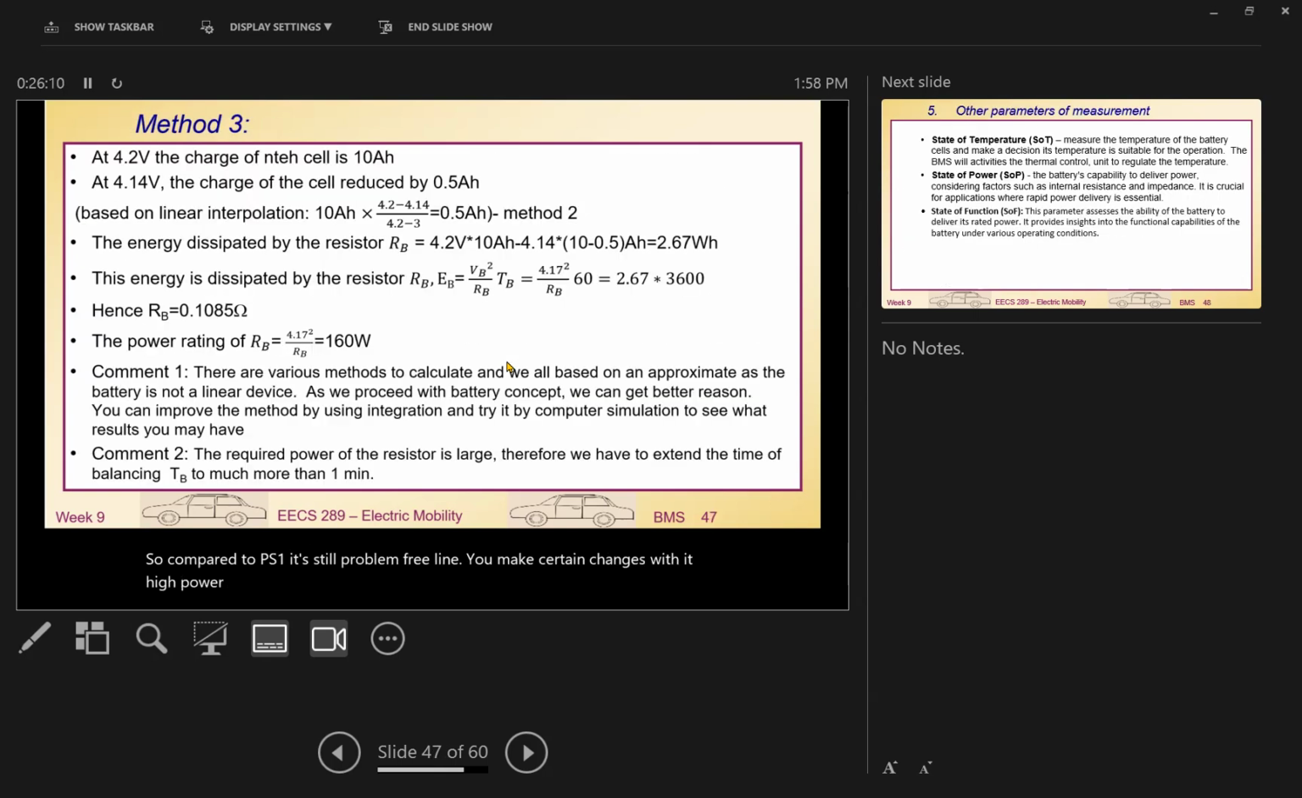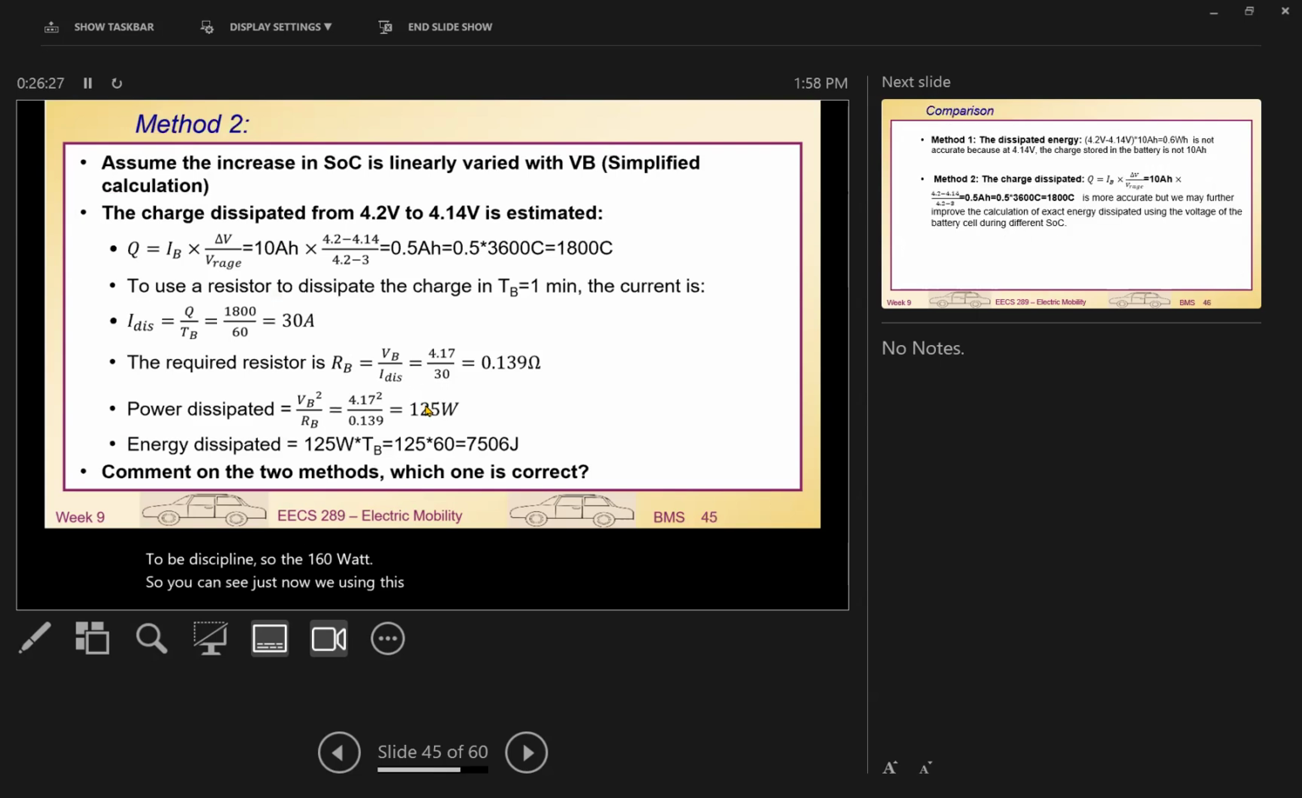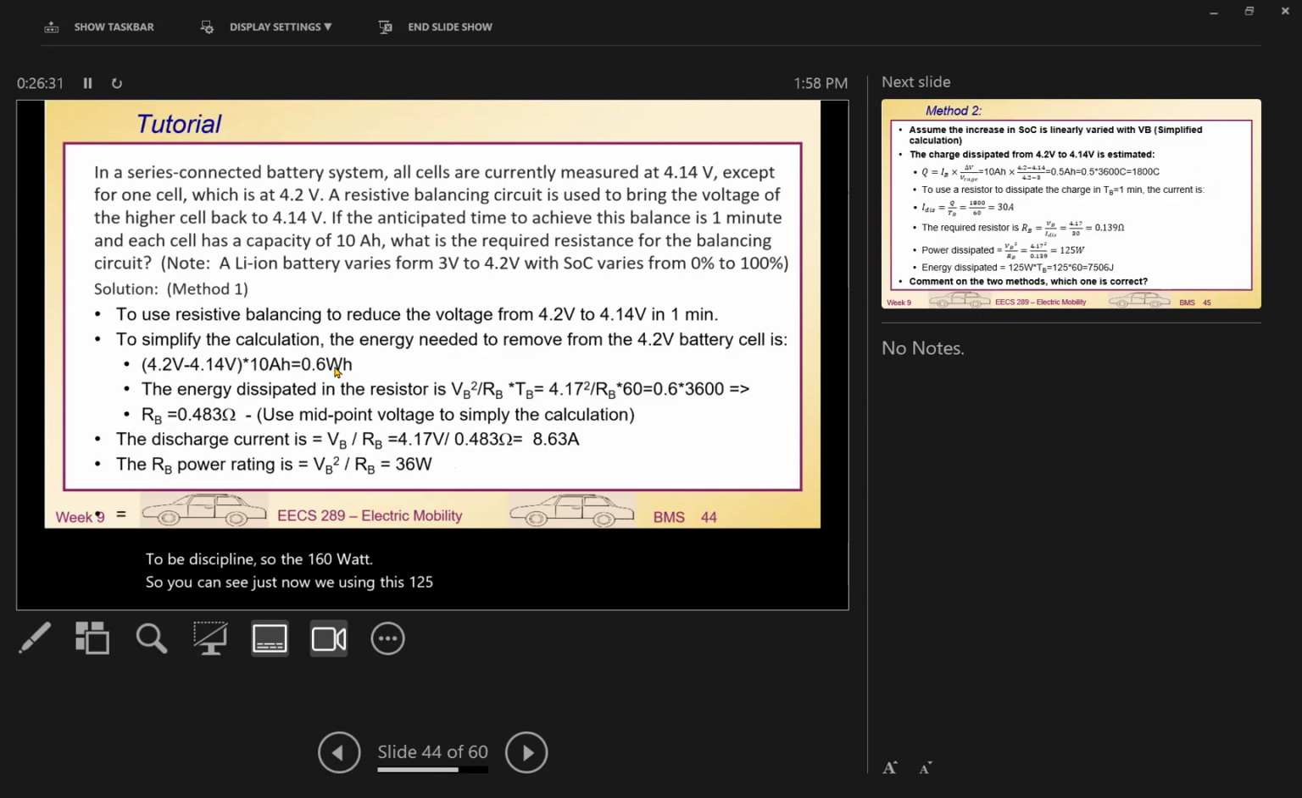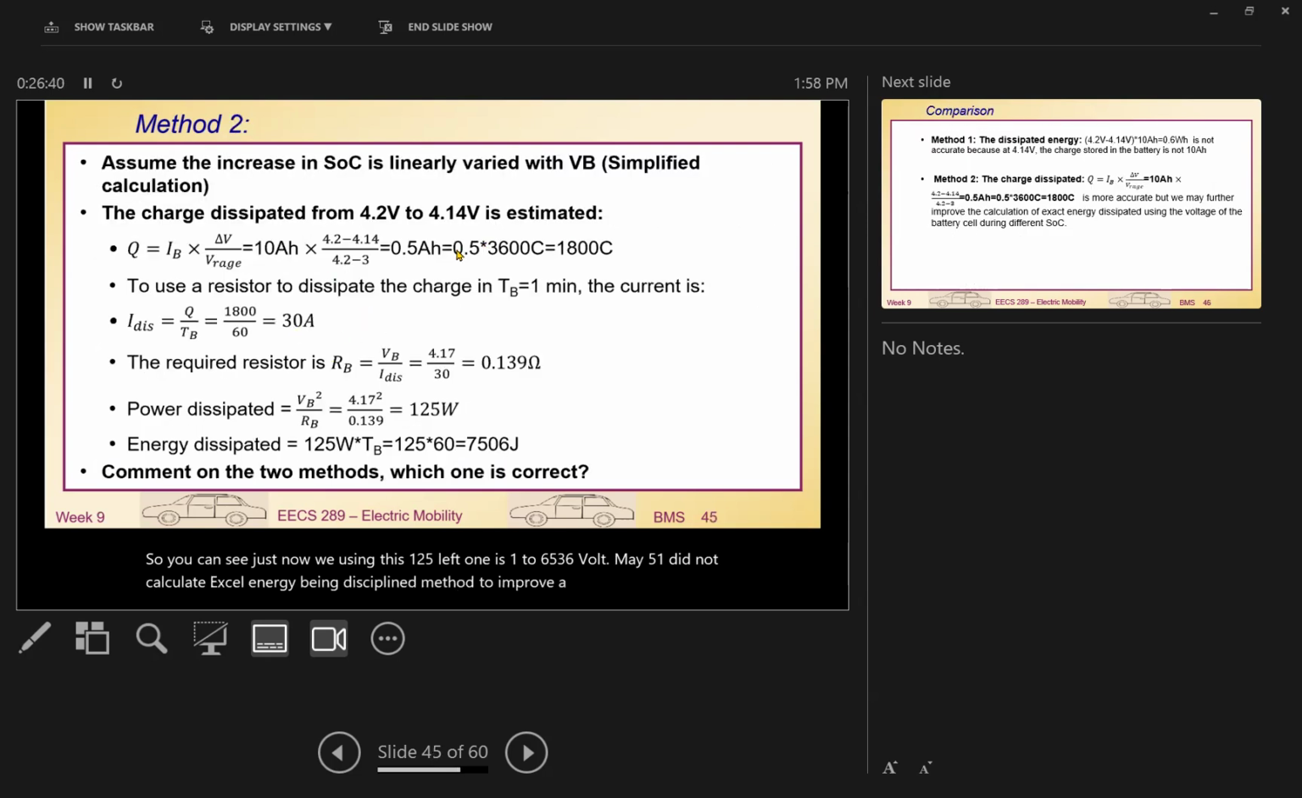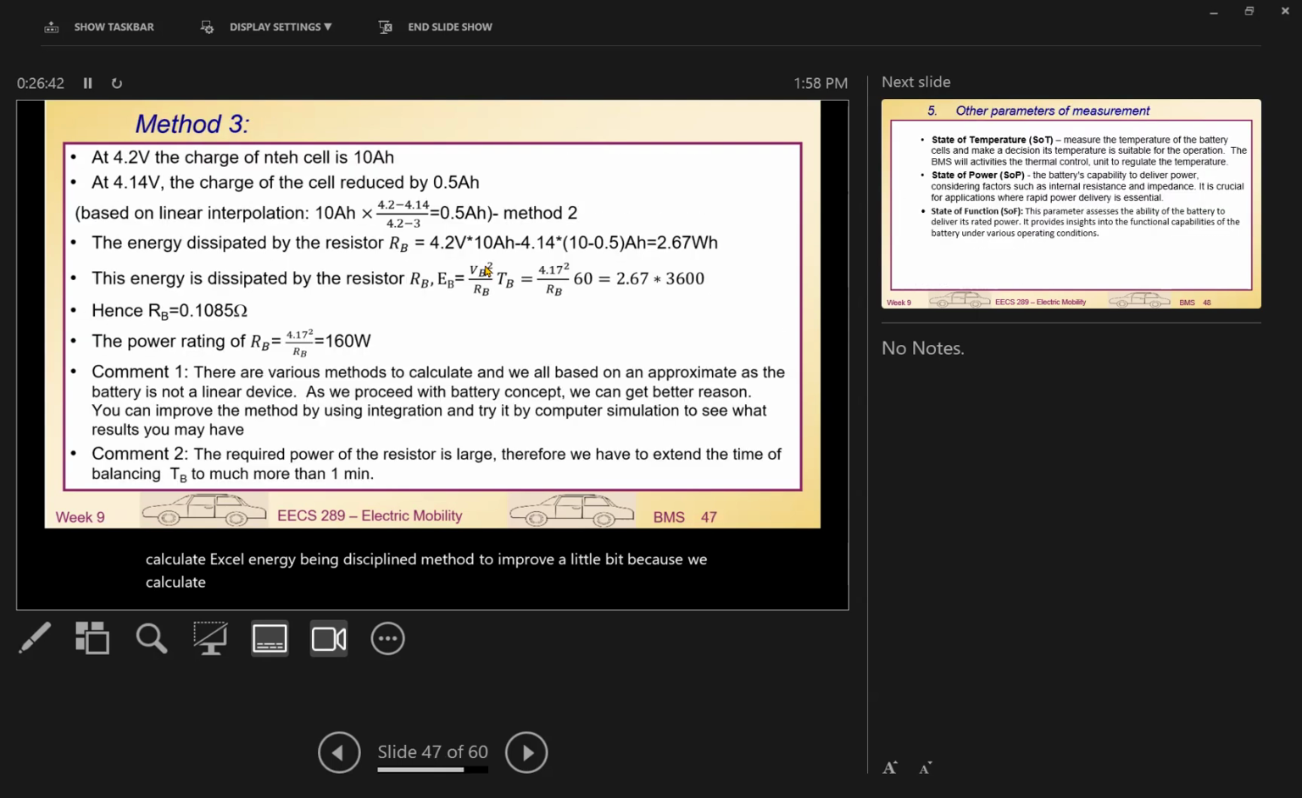Because with the method we are using, we actually calculate exactly the energy between 4.2 and 4.18. So we need more energy to be dissipated. So the power rating becomes 160 watt. So you can see just now we were using this one, 125. Method 1 is equal to 36 watt. Method 1 did not calculate the exact energy being dissipated. Method 2 improves a little bit because we calculate the AH. Method 3 will be more accurate because we consider the AH in two scenarios will be different. So the actual more accurate result will be 160 watt of power.